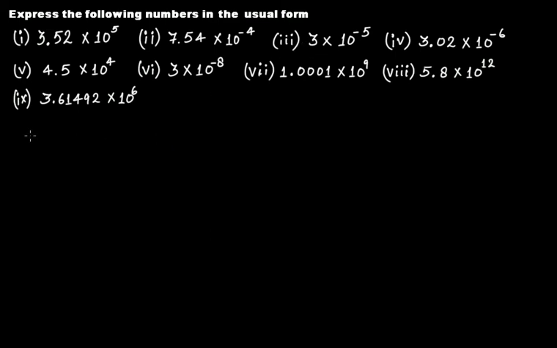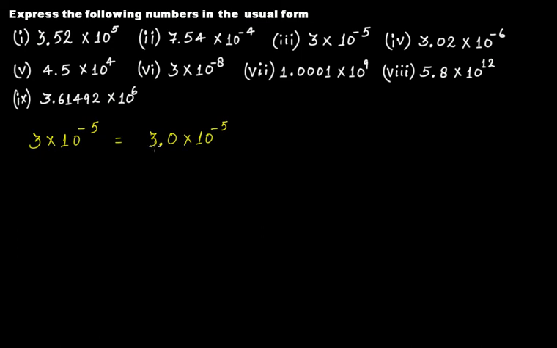Now in this third one we have 3 multiplied by 10 raised to the power of minus 5. Again, this is actually 3.0. We can write this number as 3.0 multiplied by 10 raised to the power of minus 5. Again, you have to move this decimal point towards the left. Why? Because the exponent is negative, minus 5. Therefore you will move this decimal point towards the left by 5 digits.